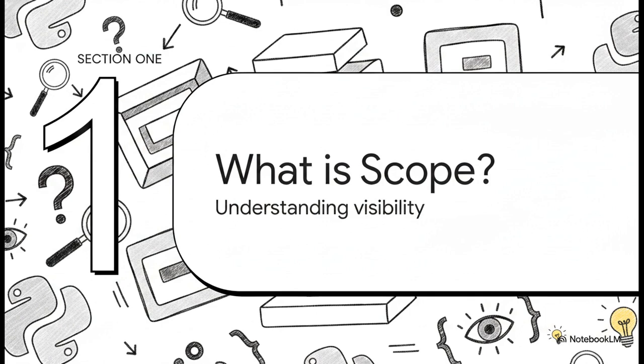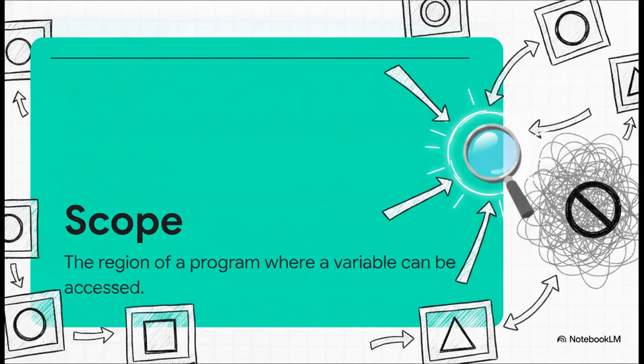Understanding visibility. Okay, so in plain English, scope simply determines where a variable is visible and usable in your code. Just think about it for a second. Suppose every single variable in your program could be accessed and changed from absolutely anywhere. If you had hundreds of functions modifying the same variables, you'd end up with complete chaos. Scope is really just Python's way of keeping our variables strictly organized so they don't accidentally overwrite one another.